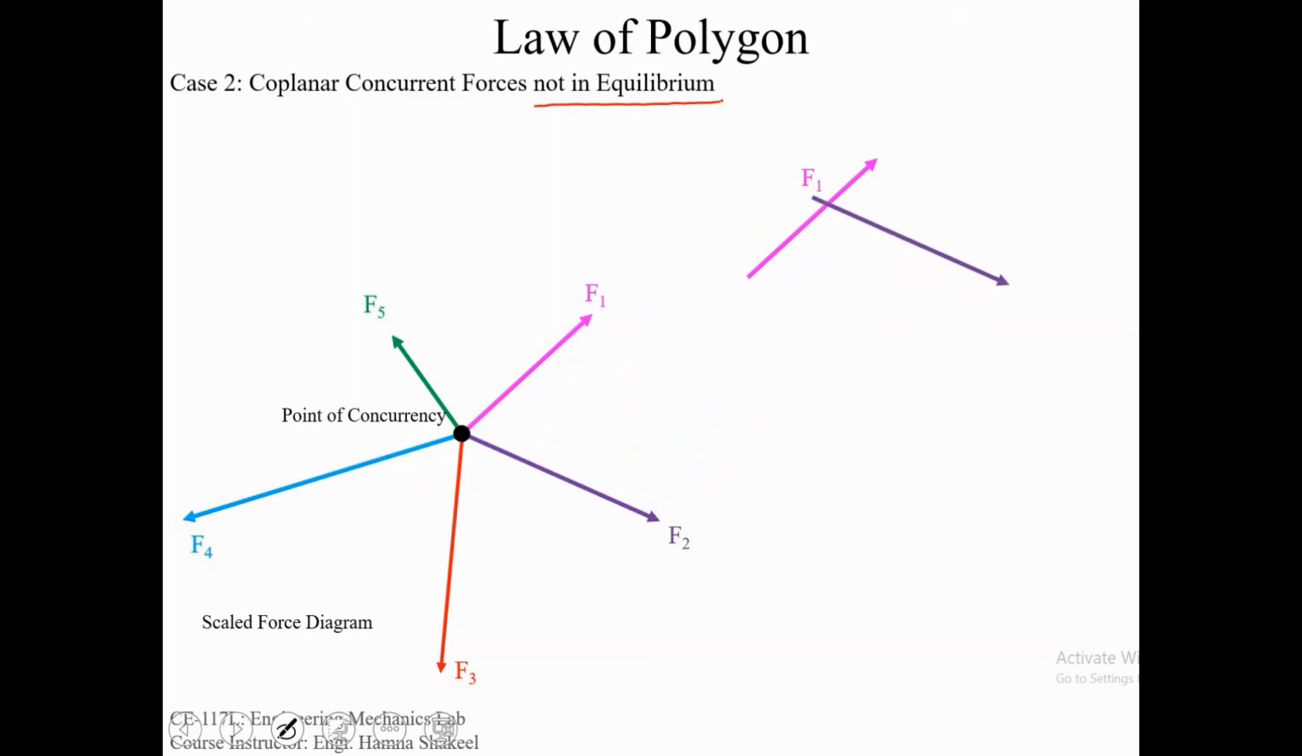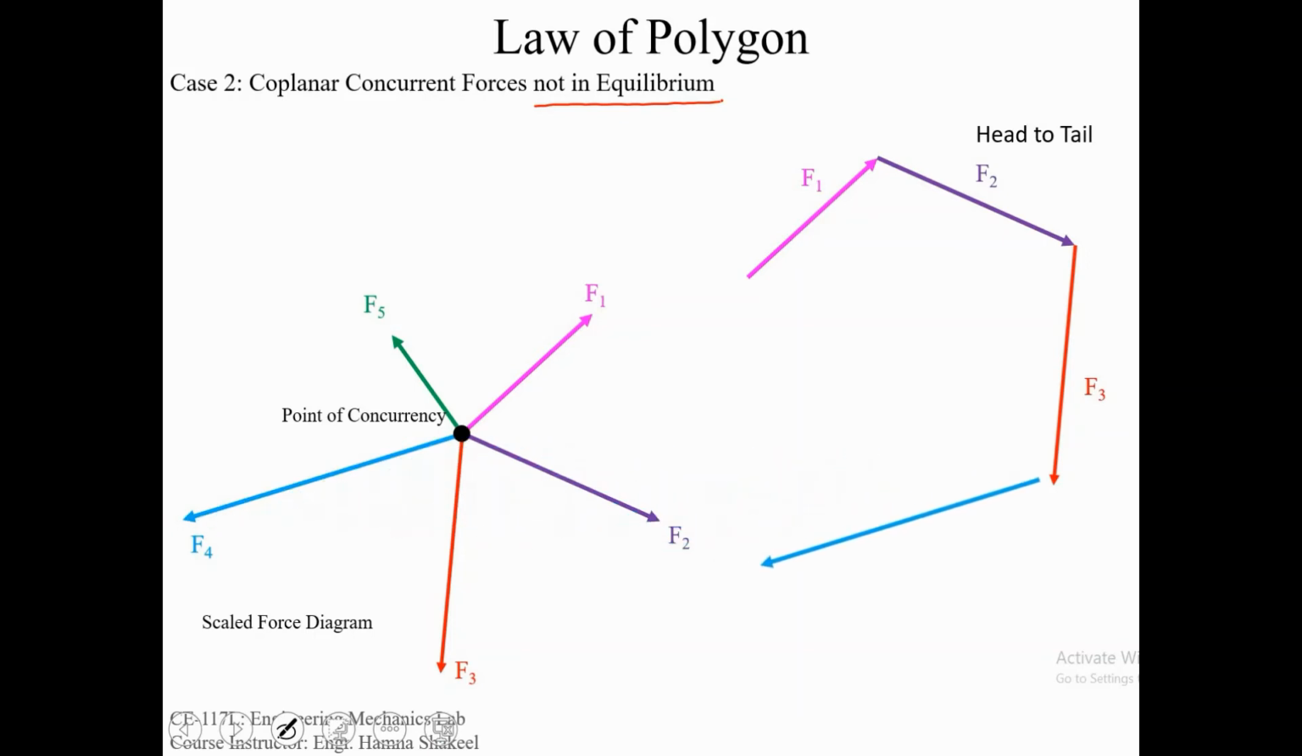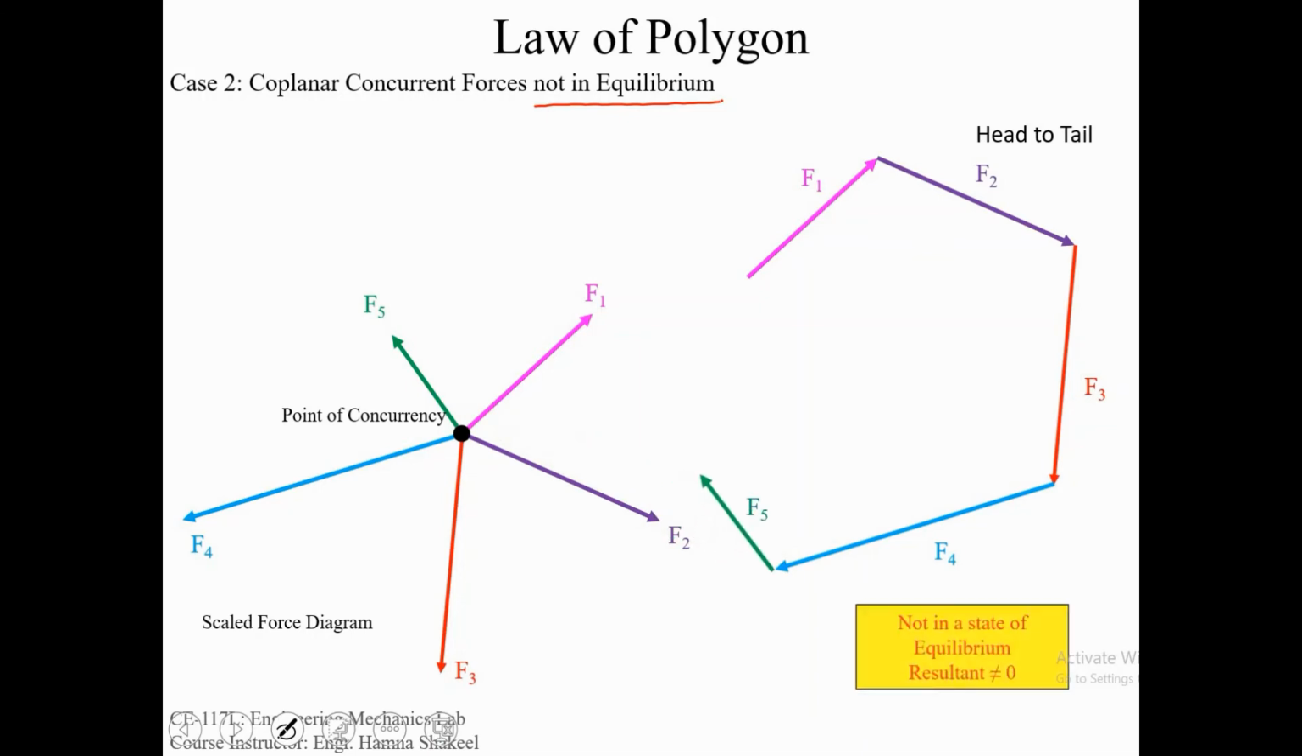Then take F2 and connect it in a way that its tail is connecting to the head of the first vector. Then take F3, again preserve both magnitude and direction and follow the head to tail rule. Then take F4 and then F5. So you have connected all these forces using the principle of head to tail rule and you have made a polygon. But the problem is that the polygon is not closed.